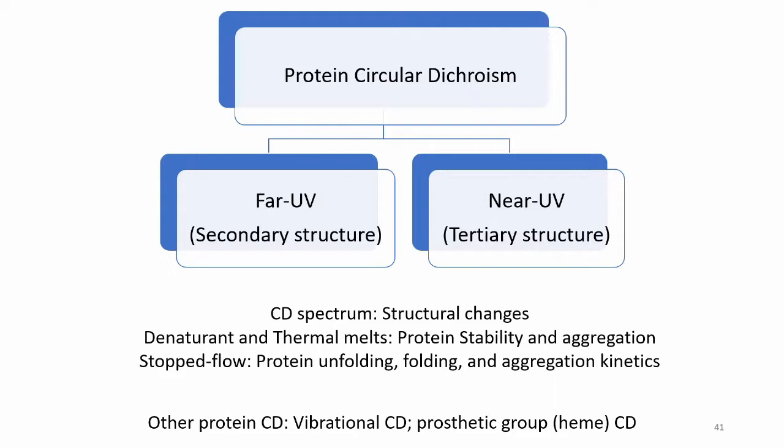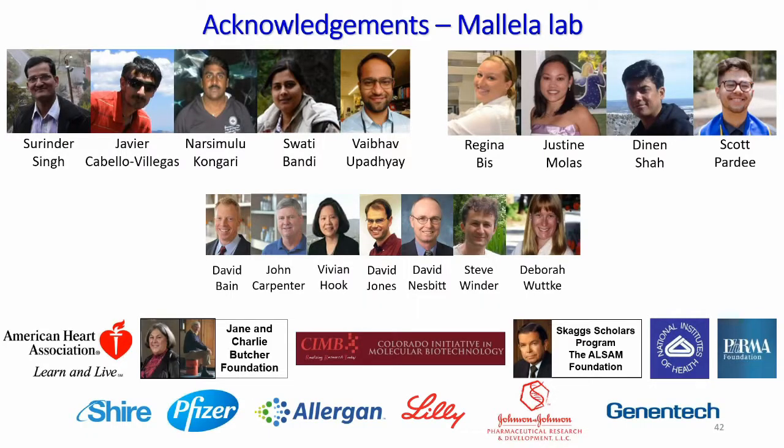I only discussed the electronic circular dichroism, that is far UV circular dichroism corresponding to electronic transitions. But you can use circular dichroism on any absorption bands, such as vibrational and heme CD, which I'm not going to discuss during this talk. Finally, I want to thank the people who really did the work: the five postdocs, Surinder did the major work, followed by Swati, Javier, and the grad students, Resina, Justine, Dinan, and Scott, collaborators, and funding. Thank you.